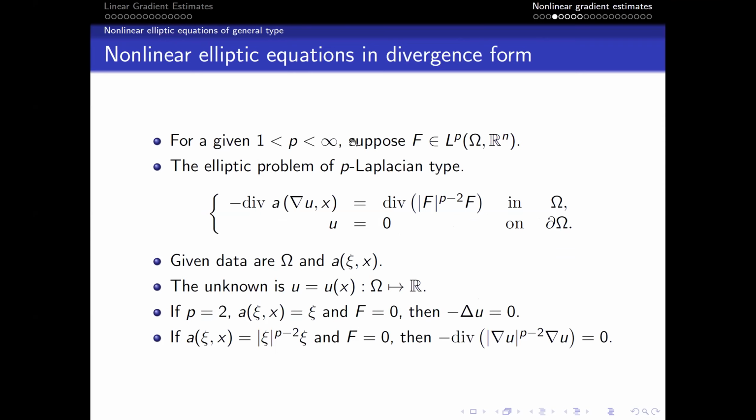So here are the p-Laplacian elliptic problems. For a given number p bigger than 1, suppose that this non-homogeneous term belongs to L^p space. Then we look at this typical p-Laplacian type problem. The given data is this domain and this nonlinearity, and the solution is u. For the simplest case, like p equals 2, and this nonlinearity is the gradient, this reduces to Laplace equations. And if A is like here, this is a p-Laplacian problem.